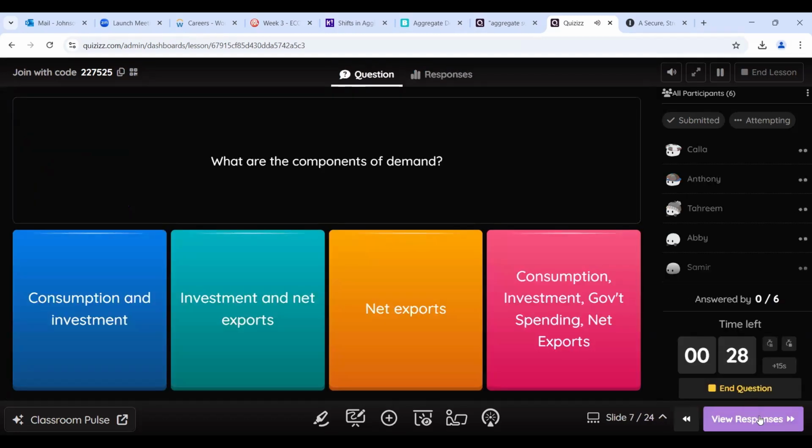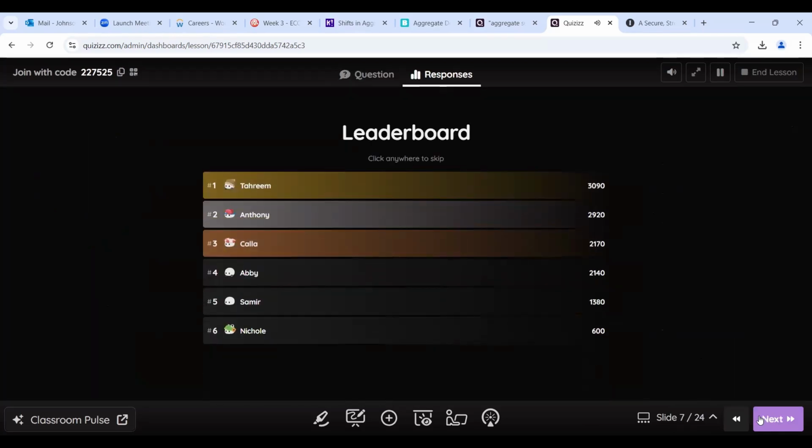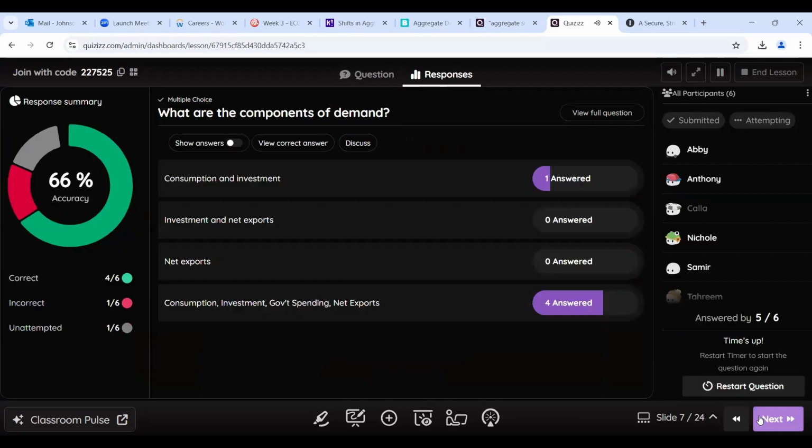So what are the components of demand? So consumption, investment, net exports, and government spending. So it's all four of those things. All those four things are good for economic growth.